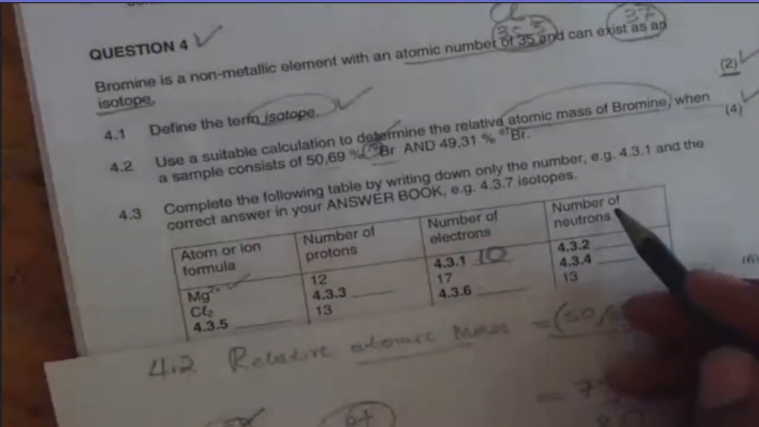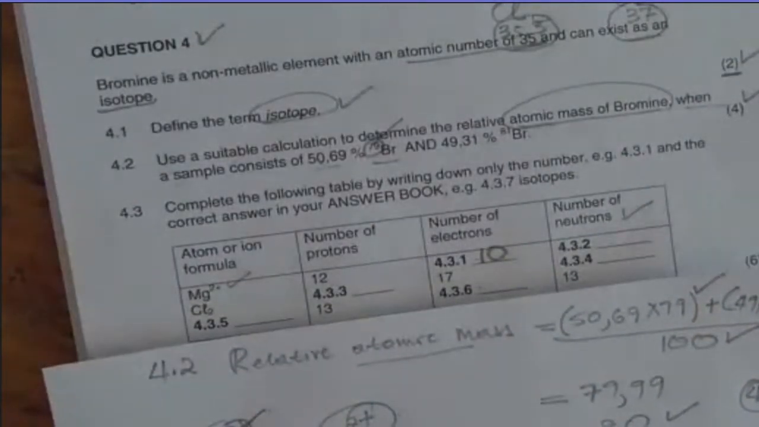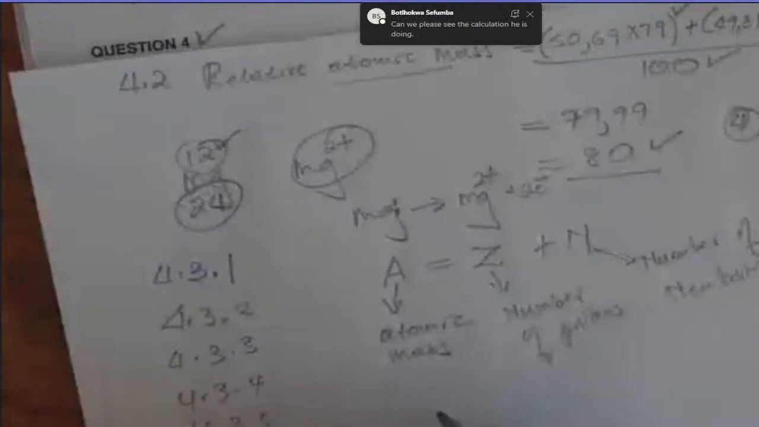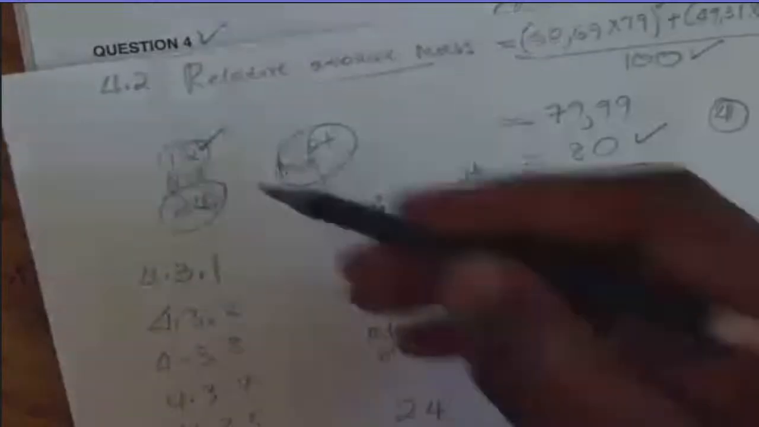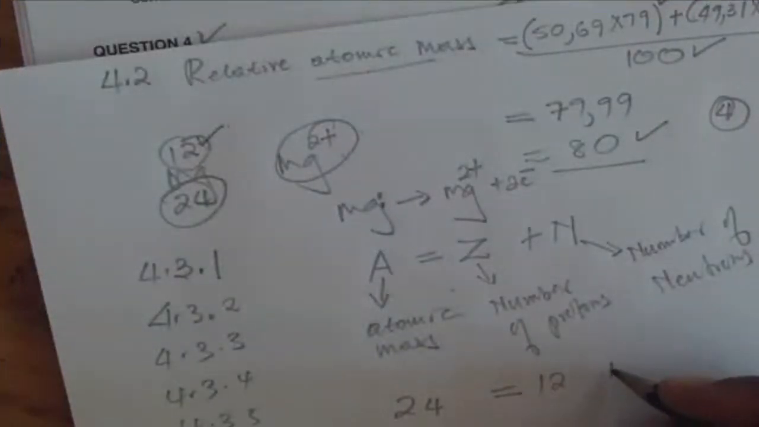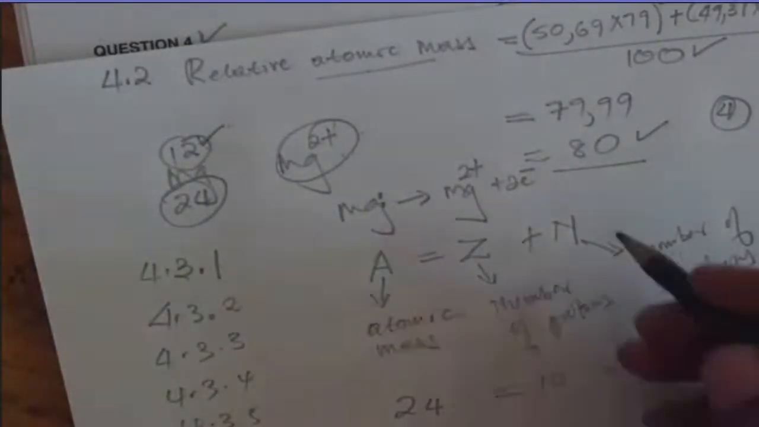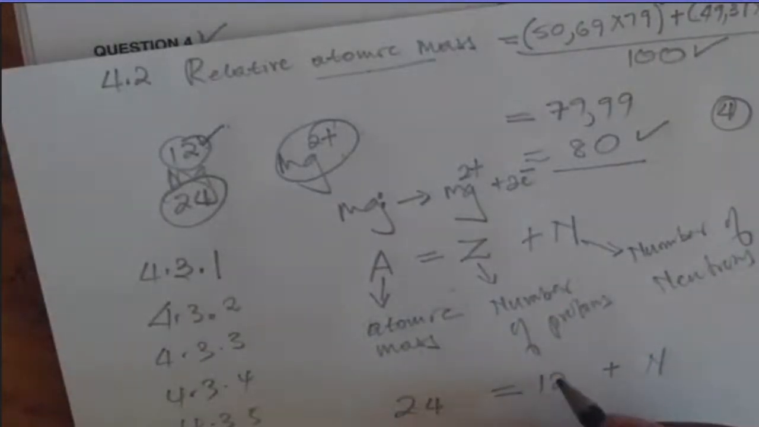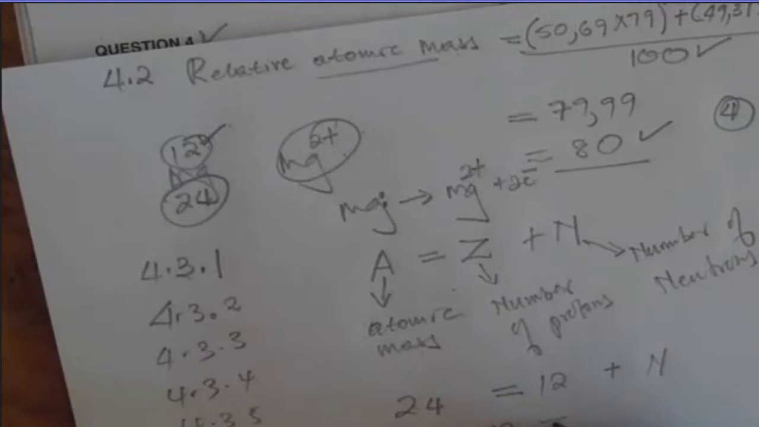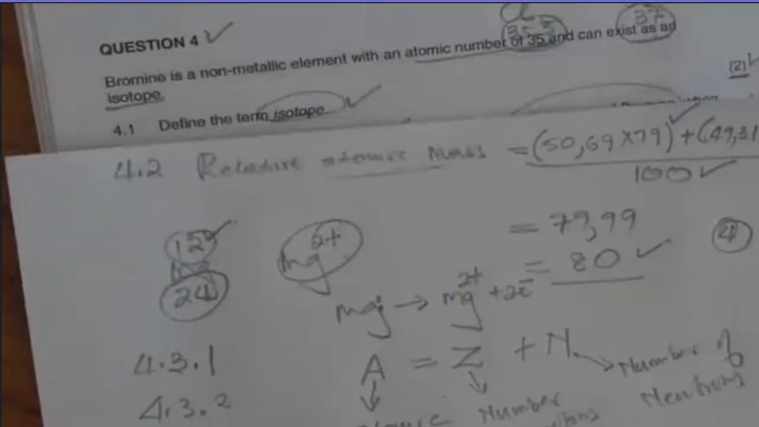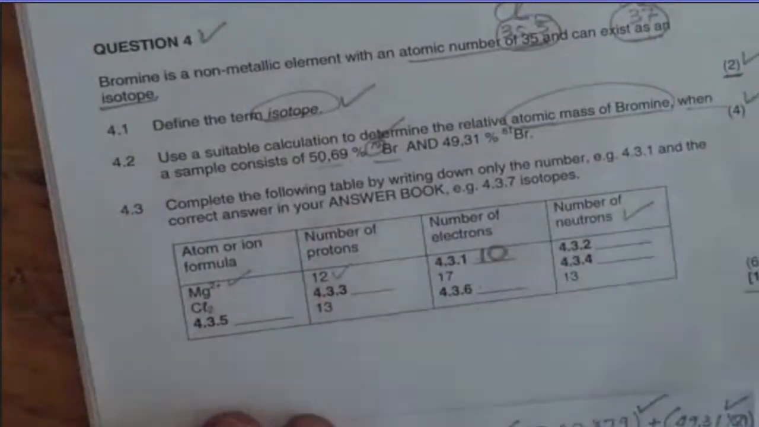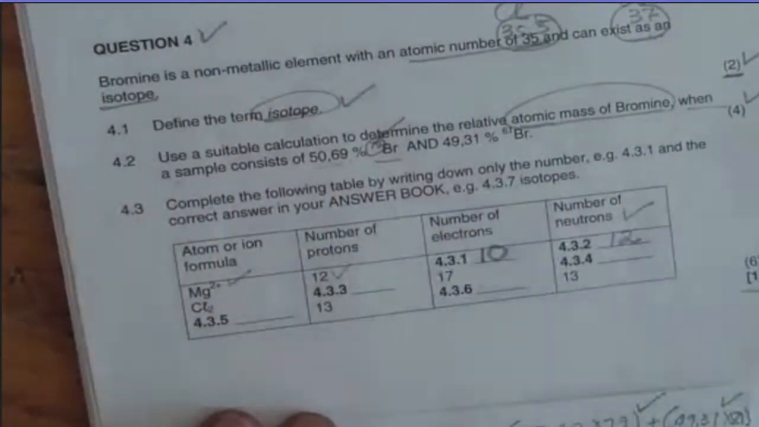What I want to calculate is the number of neutrons. The mass for magnesium is 24. The number of protons is 12. You can't change it. 12 plus n equals 24, so 24 minus 12 will be my n. 4 minus 2 is 2, 2 minus 1 is 1. So this will be the number of neutrons. I'm happy about the number of neutrons, so I'm going to get 12 on that side.